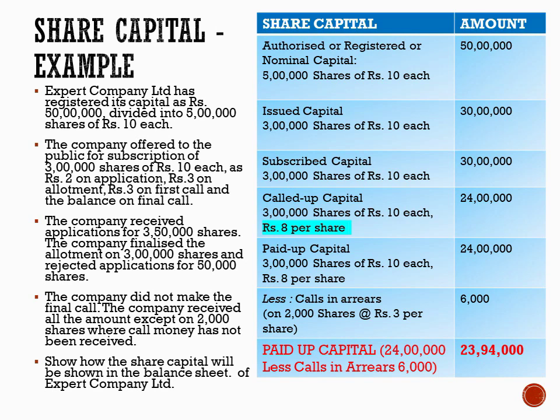Similarly, for paid up capital we have to show the same amount as the called up capital, and we have to deduct the calls in arrears given here, that is 2,000 shares call money not received from the public. So from the paid up capital of 24 lakh we have to deduct 6,000, that is the calls in arrears, so we will get the paid up capital as 23,94,000. So that is the complete categorization of share capital according to this example.